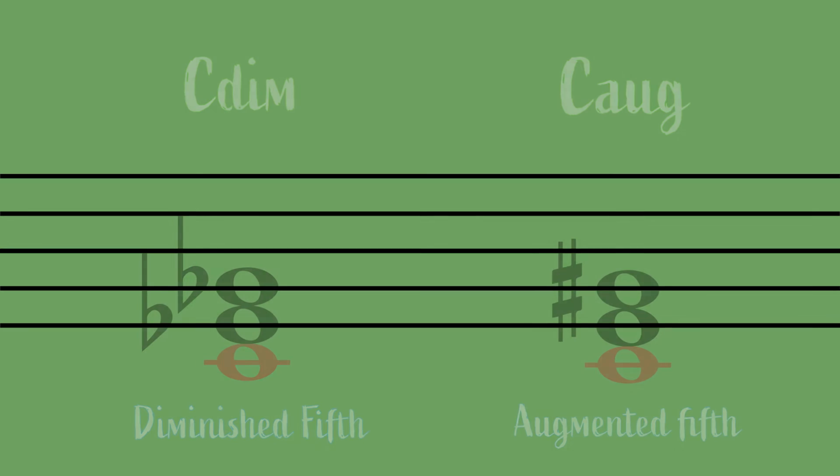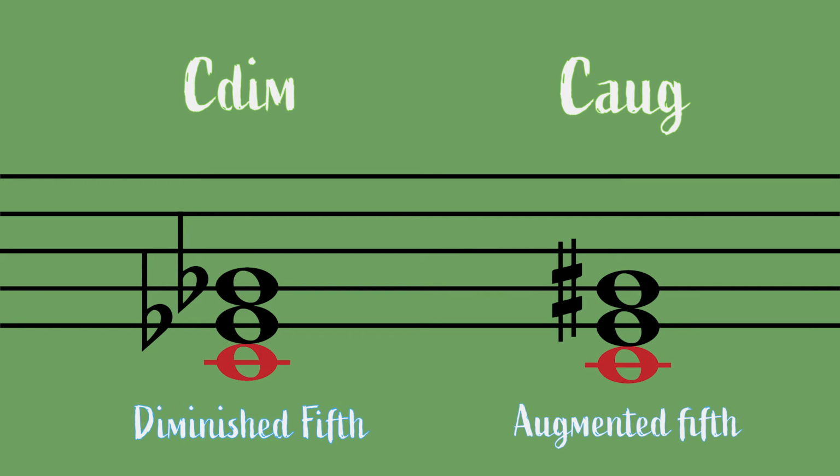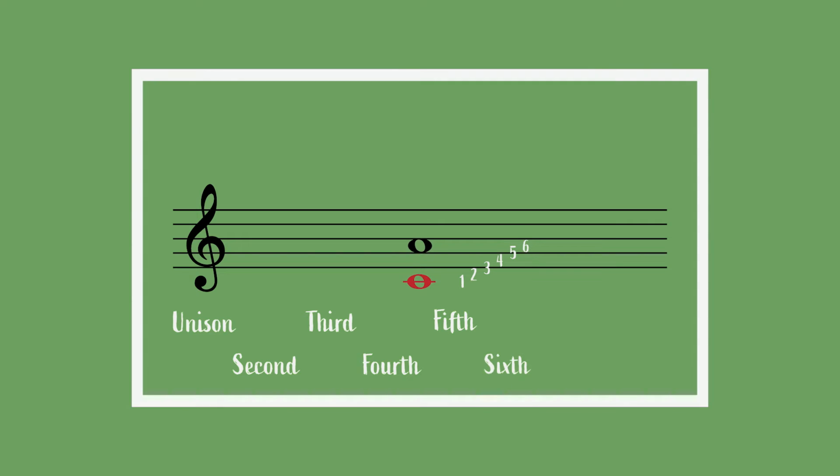So here you can notice that it's the quality of the fifth that gives its name to the chord, and not the quality of the third as it was the case with major and minor triads. If you're having troubles with intervals, go check out my video dedicated to that topic. The link will be in the description, it might help you if you feel lost.